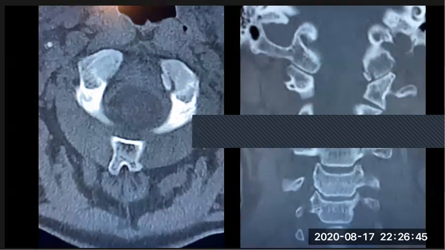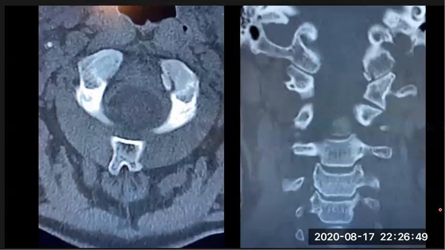There is a fracture of the left occipital condyle. Okay, very good. On which side? Left. This is the fracture line here, and this is the fracture line on the axial cut. So this is a fracture of the occipital condyle on the left side.